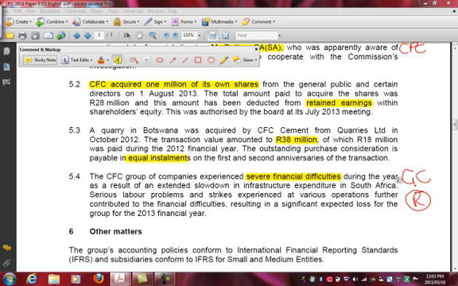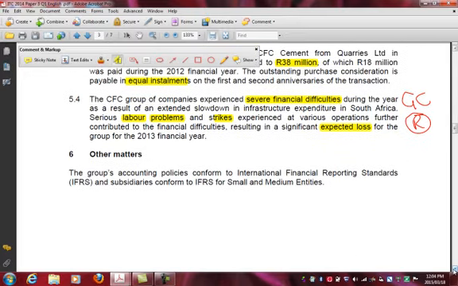Severe financial difficulties during the year as a result of an extended slowdown in infrastructure expenditure in South Africa. Serious labor problems and strikes experienced at various operations further contributed to the financial difficulties, resulting in a significant expected loss for the group for the 2013 financial year. Okay. So we have strikes, we have labor problems, we have an expected loss. Major going concern weakness here.